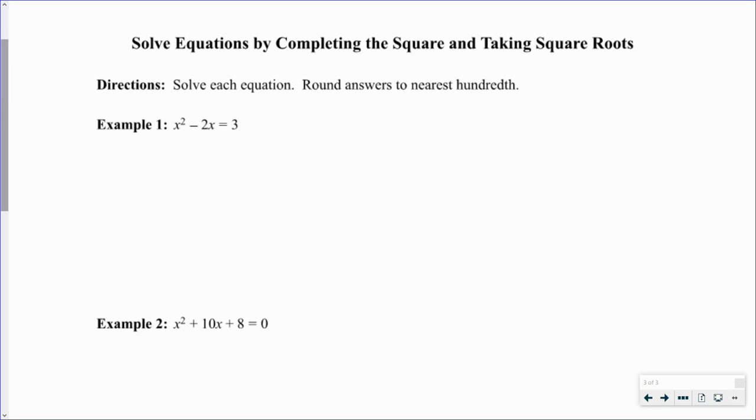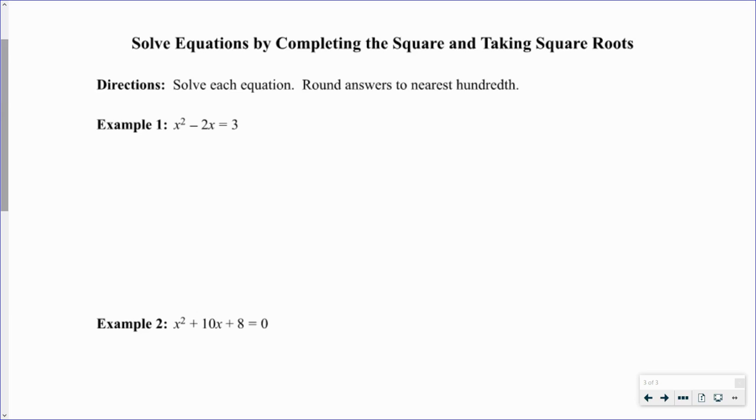The cool thing about this technique, as I had mentioned in the last video, is that it can be applied to any quadratic equation. So you can use the process of completing the square and taking square roots to solve any quadratic equation. And the nice thing is that we're going to take this process and turn it into a formula pretty soon, probably within the next week or so. So let's talk about how to put all of this together.